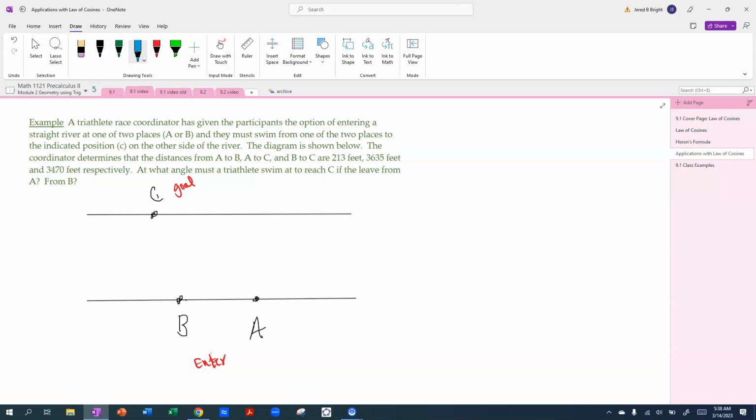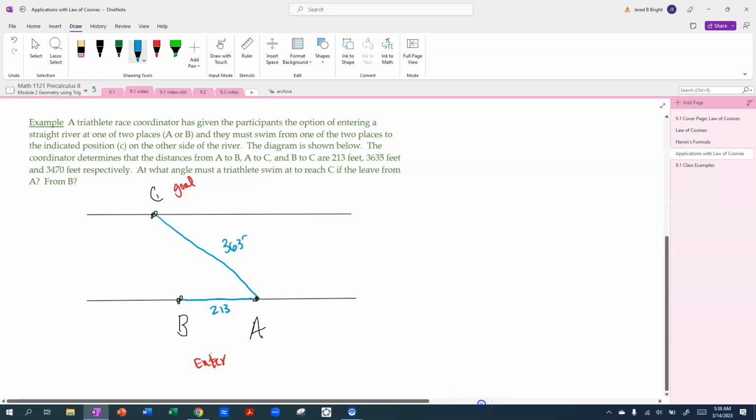Okay, so it's 213 feet from A to B, from A to C that is 3635, and from B to C that is 3470. Then we want to know what angle the triathlete must swim at to reach C if they leave from A.